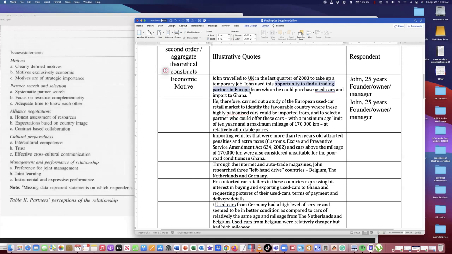Who said that? Prof, I said it. Oh, but please do not notify the guy. Motives. Okay, prof. What he said is very true. Motives of strategic importance. So, strategic motive.